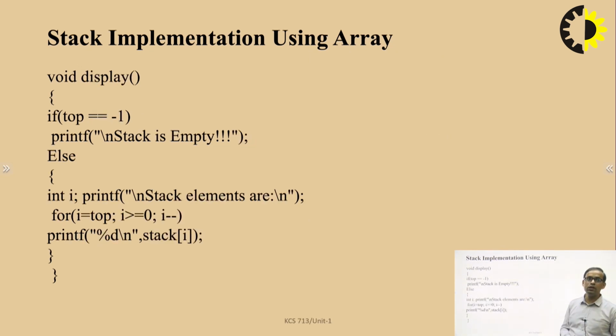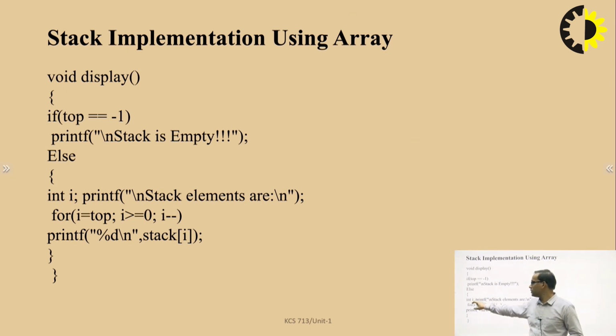This is the code of the display function. If top is equal to -1, it means the stack is empty, nothing can be displayed. This function is basically used to display the elements of the stack. But if top is not equal to -1, it means there are some elements that can be displayed. So for that purpose, the code written inside the else block will be executed.